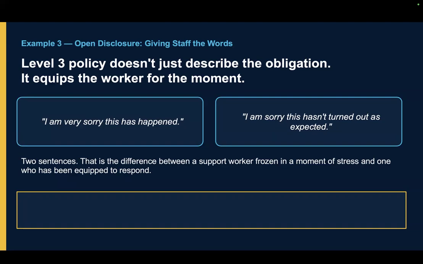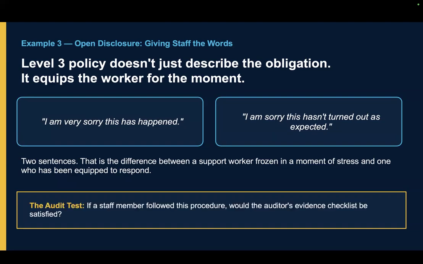So that's the difference between a support worker frozen in the moment of stress and one who has been equipped to respond. The audit test: if the staff member followed this procedure, would the auditor's evidence checklist be satisfied?